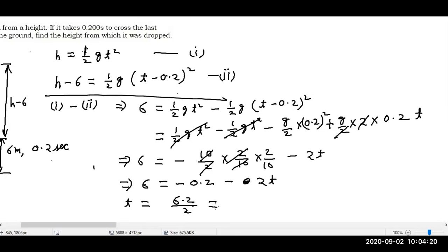Okay, let us check it again. Half g t square minus g by 2 into (t minus 0.2) square. If we solve it, this will be g by 2 and g by 2. Okay, fine. So how much is the total time we are taking?